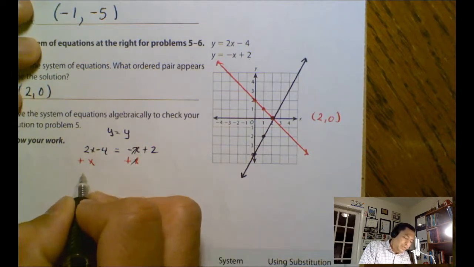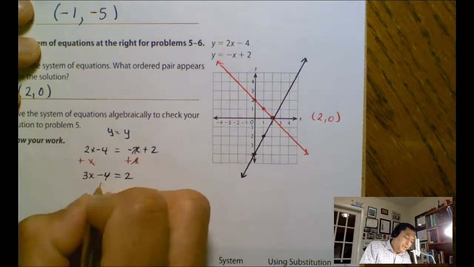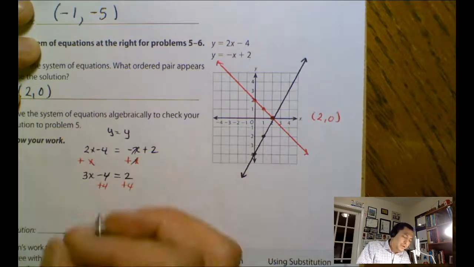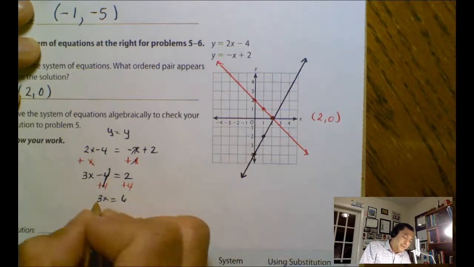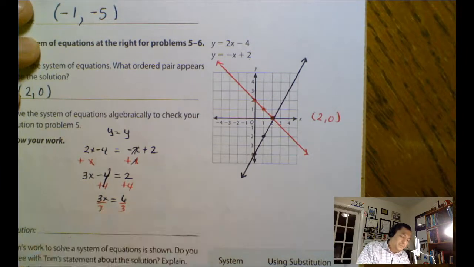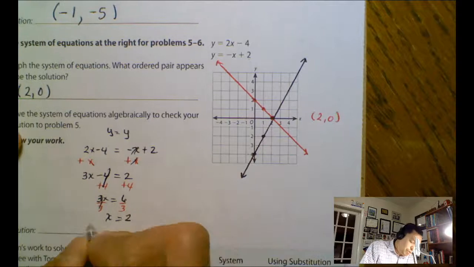So 2 plus 1 is 3x minus 4 equals 2. Then plus 4, plus 4. So 3x equals 6, divided by 3. So x equals 6 divided by 3, which is 2.